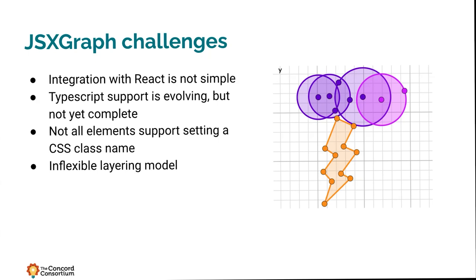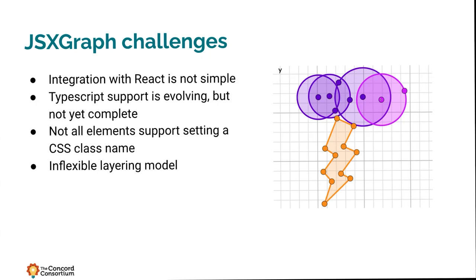Then I wrote "inflexible layering model," which may be a bit harsh, but I think JSXGraph makes a normally reasonable assumption that if you click on a spot in the XY space, maybe there are several elements underneath it. It assumes if there's a point there, you always want to interact with the point. And if there is a line there, second priority would be interacting with the line, and only after that interacting with the polygon or circle or other shape.